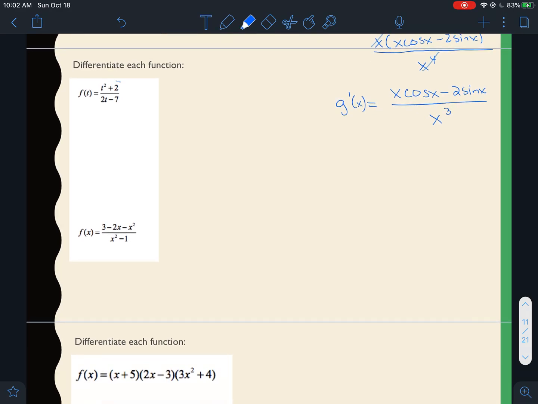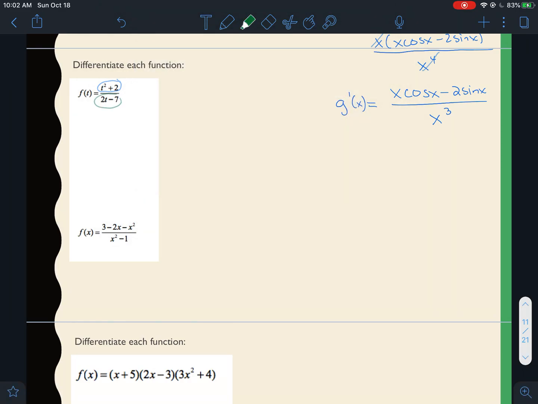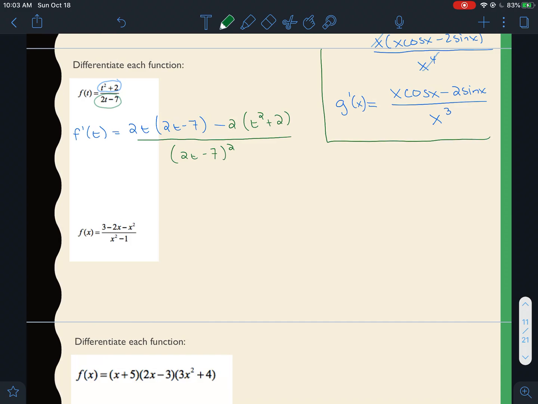All right, let's do a couple more with quotient rule. So our numerator is t squared plus 2. And then the denominator is 2t minus 7. So for quotient rule, you take the derivative of the numerator, which is 2t, then times the denominator, 2t minus 7. Then minus for quotient rule, the derivative of the bottom is 2t, and then times the top, t squared plus 2, then all over the denominator squared, 2t minus 7 squared.